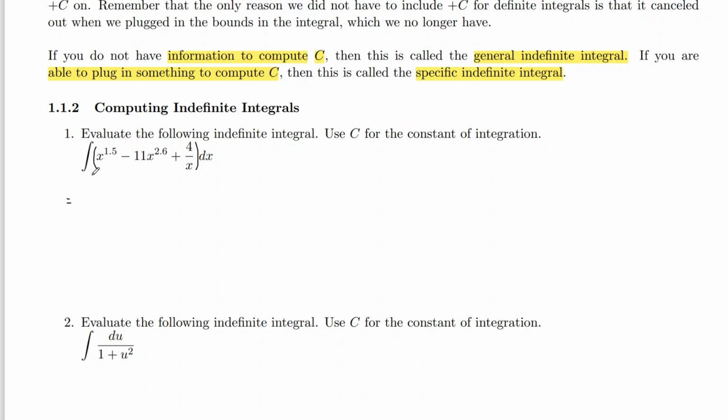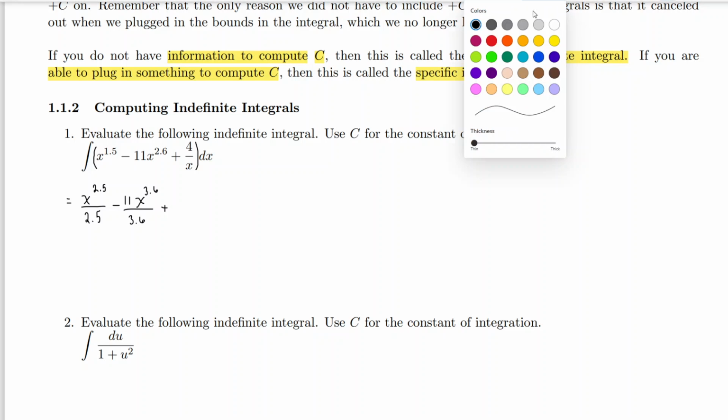Well, when we do the indefinite integral, we can do each part. So the power rule says for the first one, we add 1 to the power. 1.5 plus 1 is 2.5, and we divide by 2.5. Minus 11x, and then we add 1 to the power again. We get 3.6 divided by 3.6. And then this is the one where you have to be careful, because 4 over x, when you have just something over x, we know that's really x to the negative 1 power.